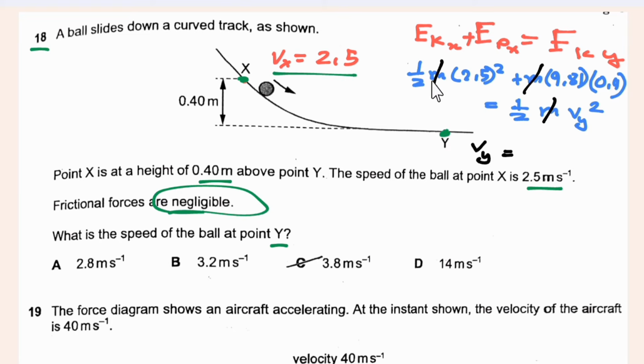So to find the speed at Y, first of all we know that at X it has some height, so it must have some gravitational potential energy, and as it has some velocity, that means it must have some kinetic energy. So kinetic energy plus gravitational potential energy at point X is equal to kinetic energy at point Y. So what is the speed at point Y? So after substituting the values, we get the speed at point Y, that is 3.8 meter per second.